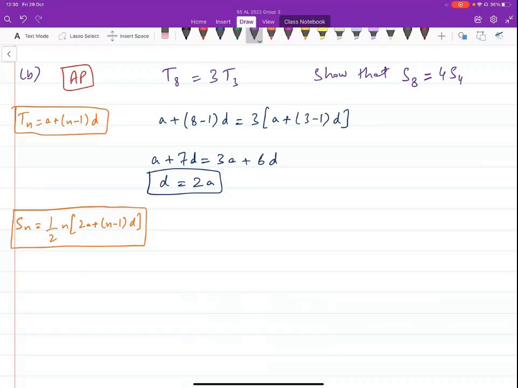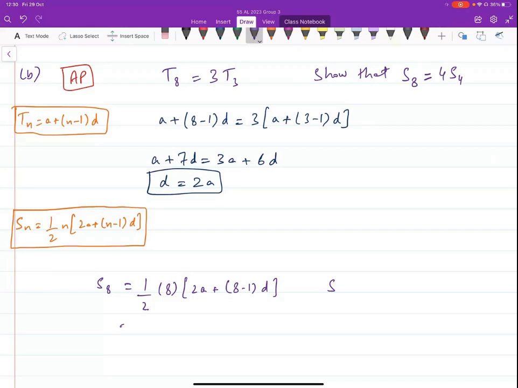We can find S8. What is S8 going to be? Just input values. Half into 8 into 2 times A plus 8 minus 1 times the difference, which would be 2A, yes. So we can convert it to that. Let's do that in the next step.